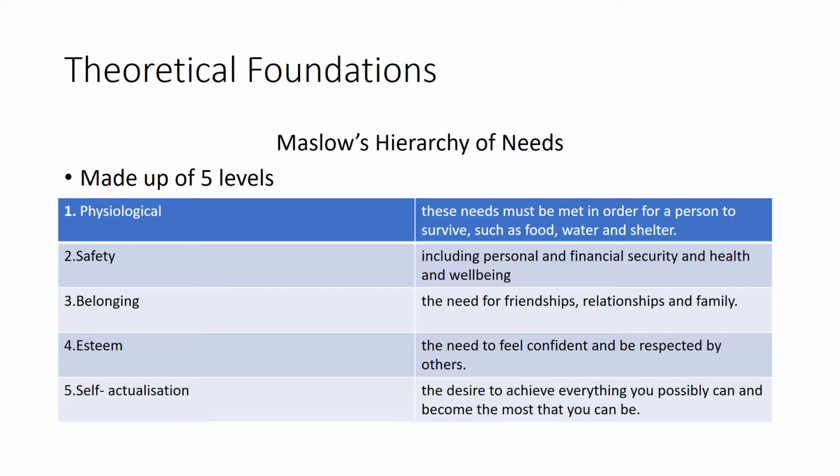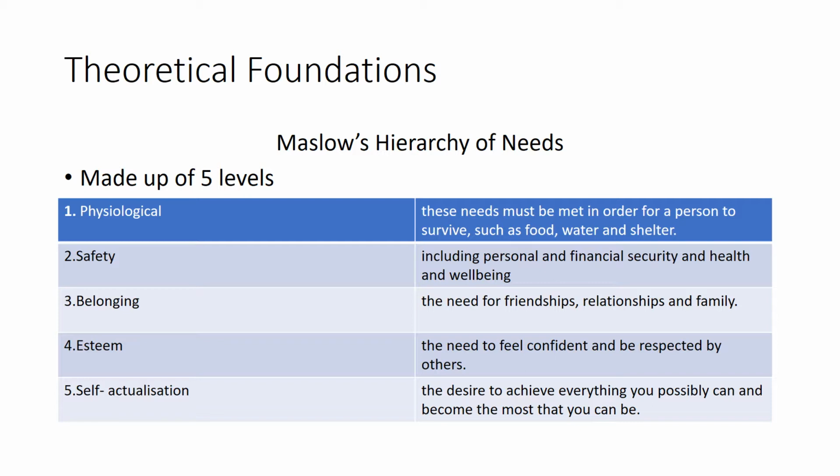So physiological needs must be met in order for a person to survive, such as food, water, shelter. In terms of motivation, you've got to establish those physiological needs before anything else can happen. So it has to start at level 1, and nothing can happen after that until those goals have been reached. Level 2, safety, including personal and financial security, health, and well-being. The student has got to feel safe, whatever atmosphere it's in. That's a classroom atmosphere. That's a good representation of safety.